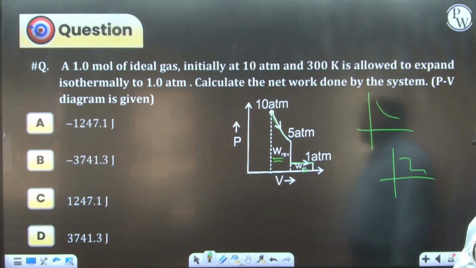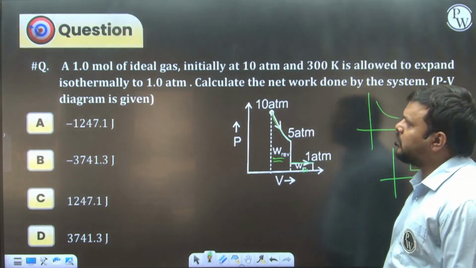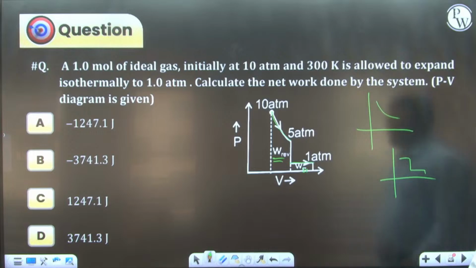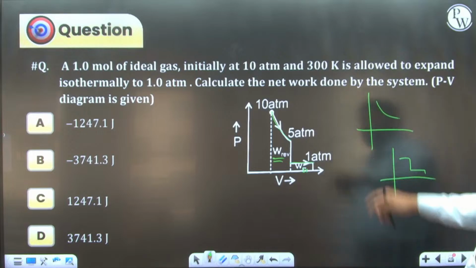So let us read the question. A 1 mole of ideal gas initially at 10 atm and 300 Kelvin is allowed to expand isothermally to 1 atm. Calculate the net work done by the system. In the PV diagram they have given all the data.